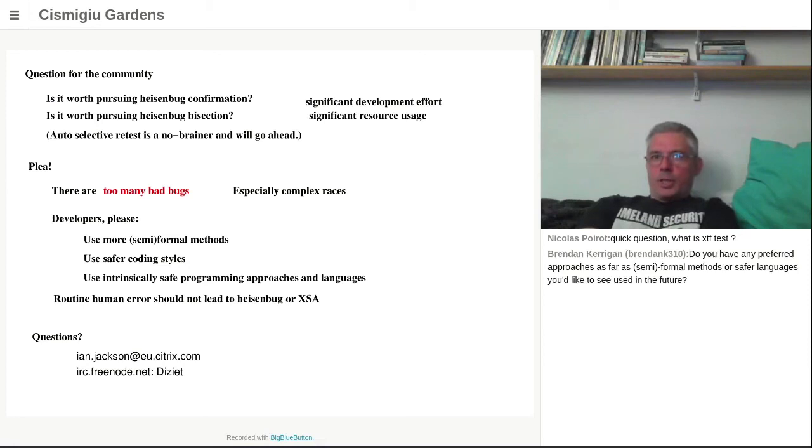Preferred approaches. Well, at the very basics, I would like to see a lot of the code in Xen, at the very least, I think that complicated data structures and state machines ought to have a formal description in a comment of what the invariants are and any peculiarities.